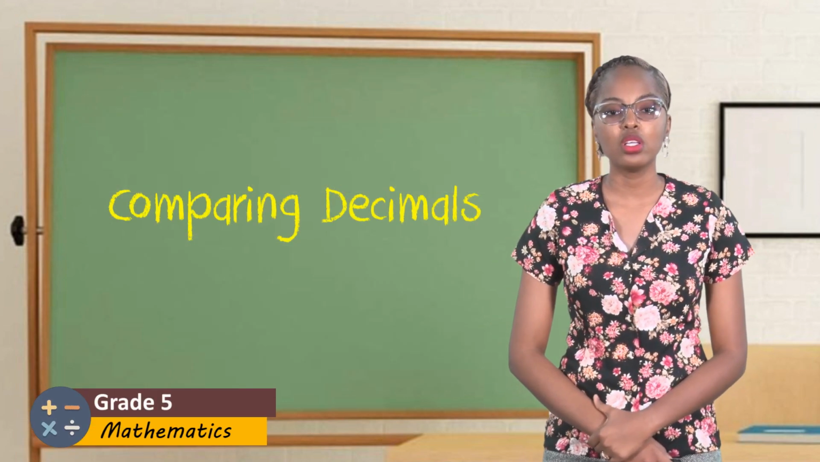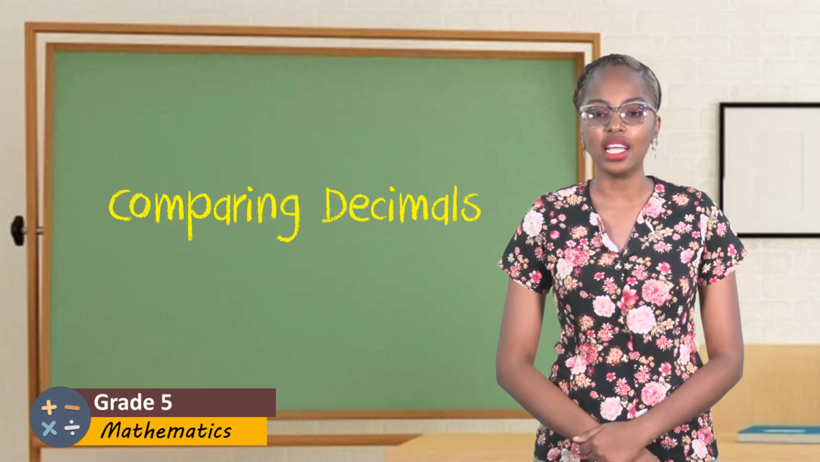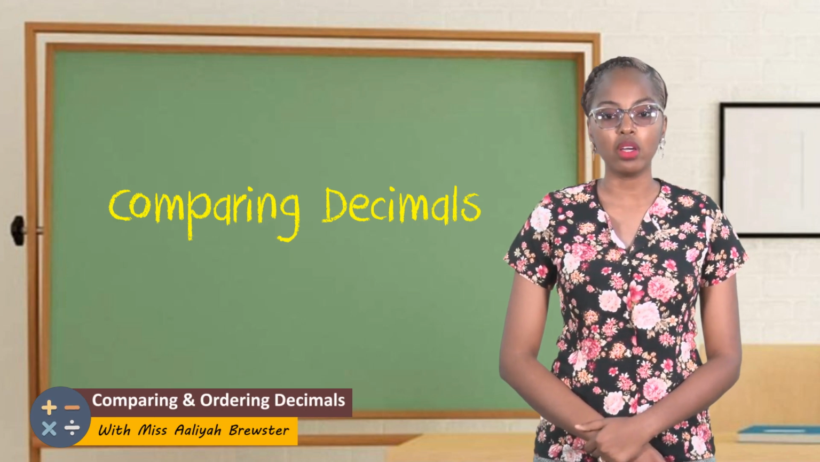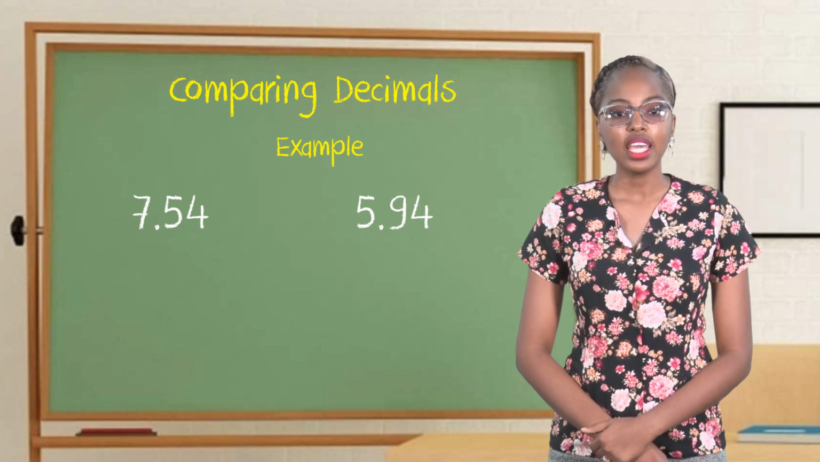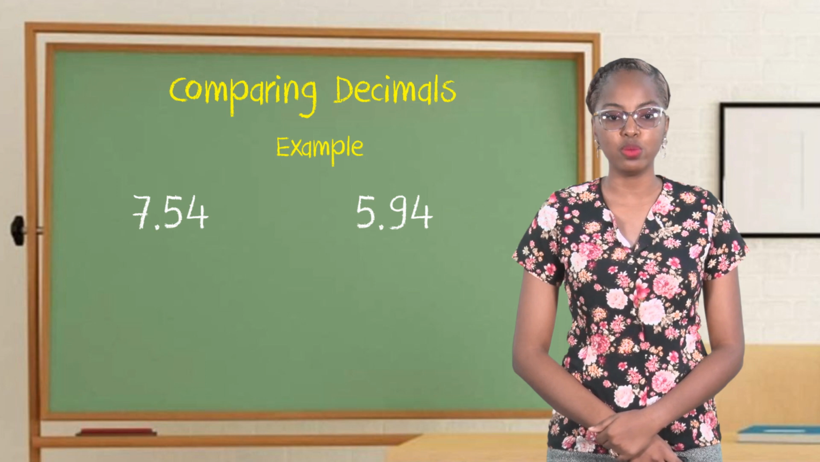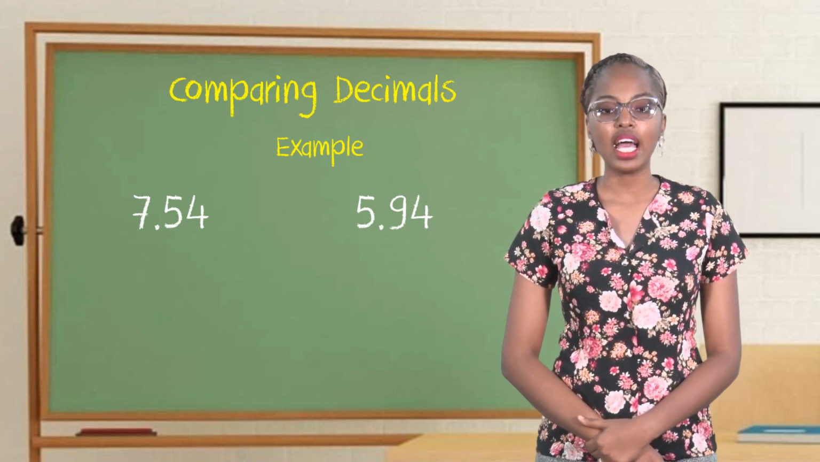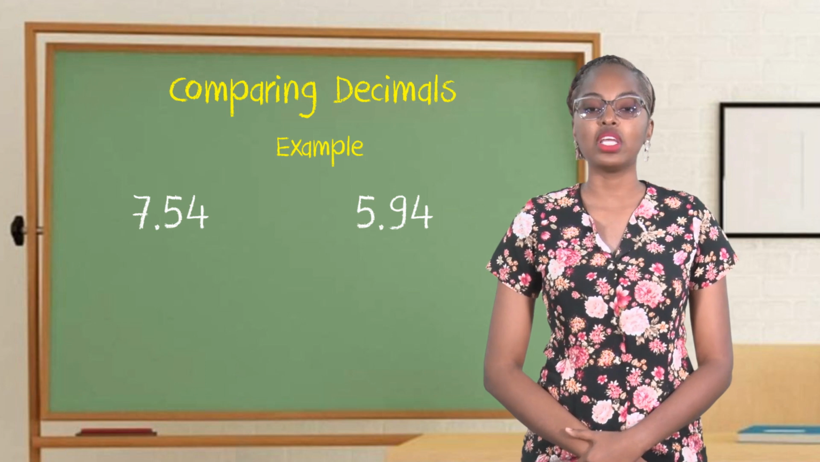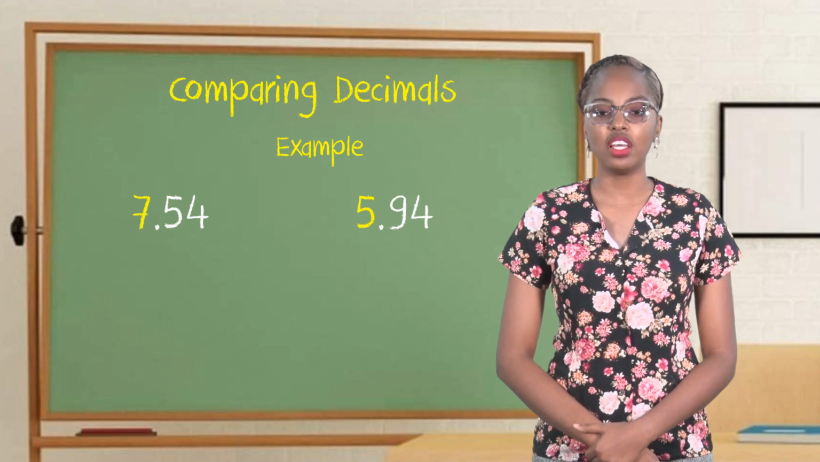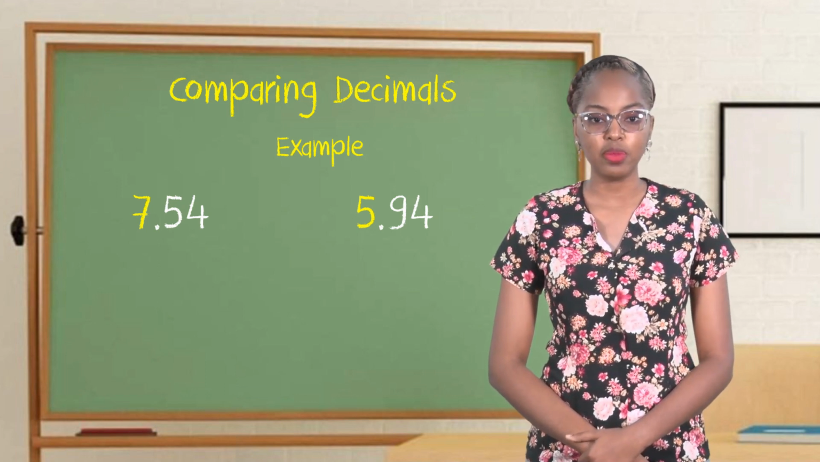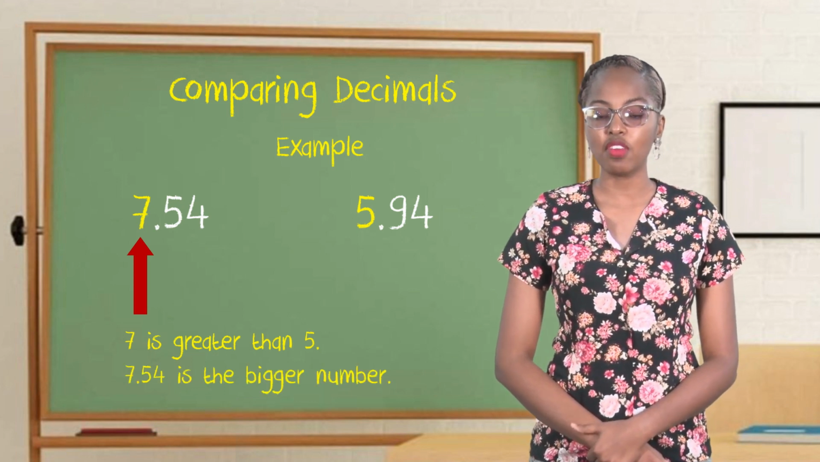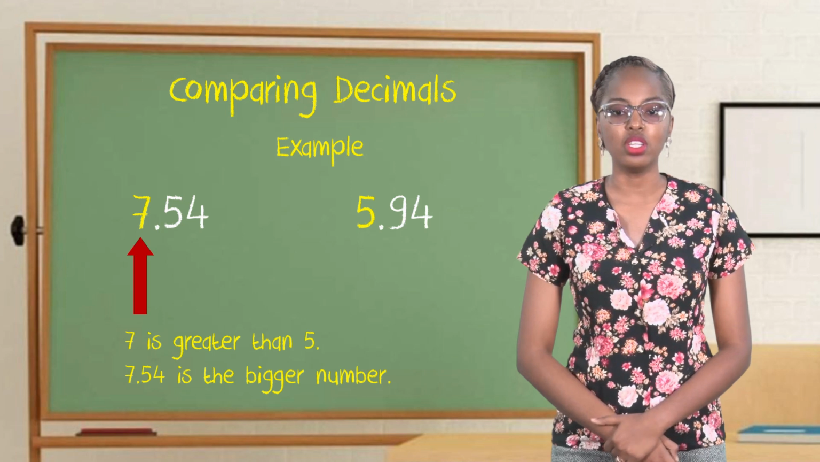To compare decimals, we have to use our eyes. You have to look at the numbers and differentiate which one is bigger or perhaps even which one is smaller. In this example, we have the numbers 7.54, and then we also have the number 5.94. In this case, the whole numbers 7 and 5 are different. Therefore, 7 is greater than 5, meaning that 7.54 is the bigger number.